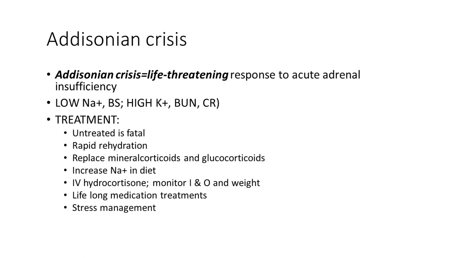They're going to get IV hydrocortisone, but we need to make sure that we're watching their I&O and their weight to make sure we're not making them more dehydrated and we're not hydrating them too much. They're going to be on lifelong medication treatments for Addison's disease. And we also need to make sure we're helping them manage their stress, because when their body is stressed out, it can actually throw them into this Addisonian crisis.